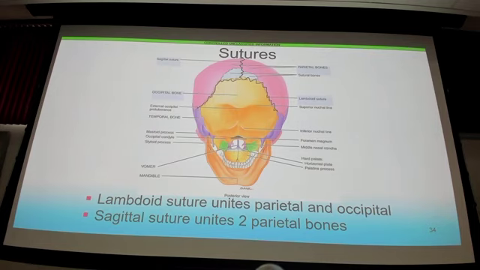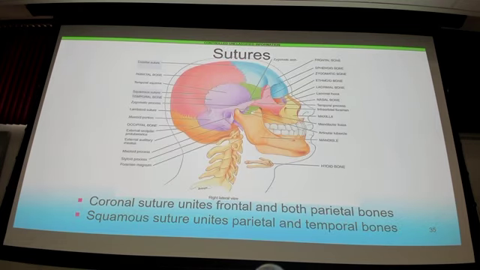Okay, so that's your lambdoid suture. The only other one that we're really going to look at is on each side, and that's the coronal suture. Sorry, there's two more. I was thinking about the squamous suture. The squamous suture unites the parietal and temporal bones. And then you have the coronal suture, coming all the way across. When you think about planes, this is the frontal plane, also called the coronal plane. So it's just recognizing those four and what they connect. Like I said, there are others.